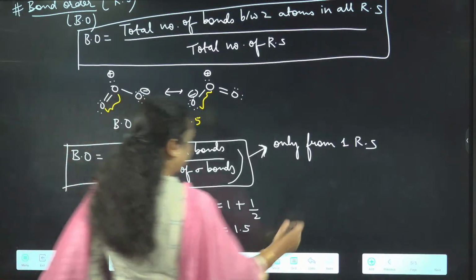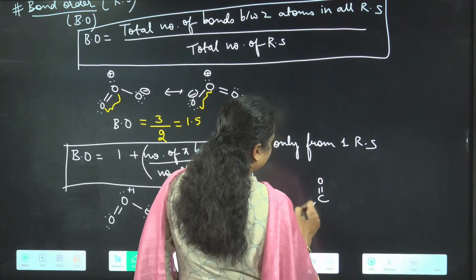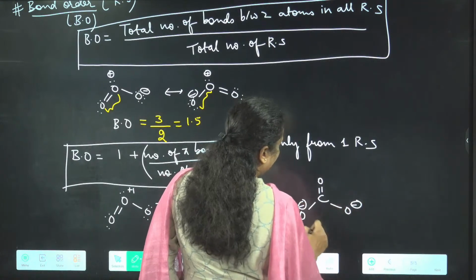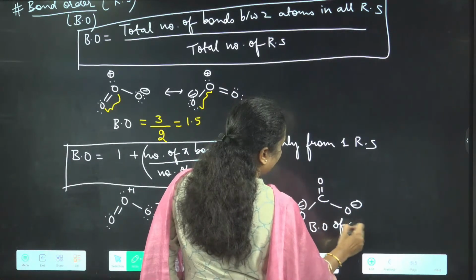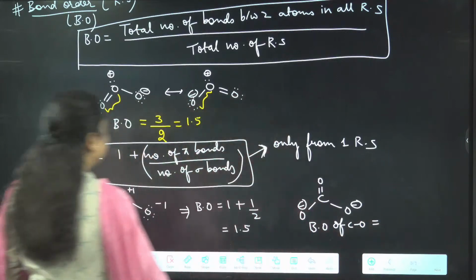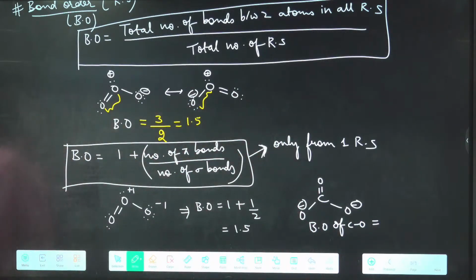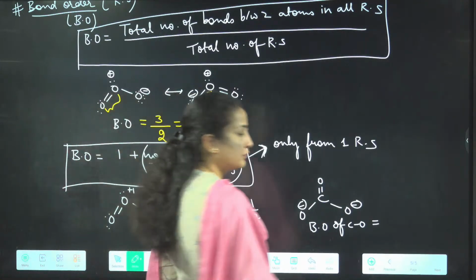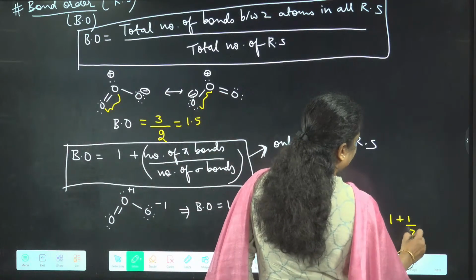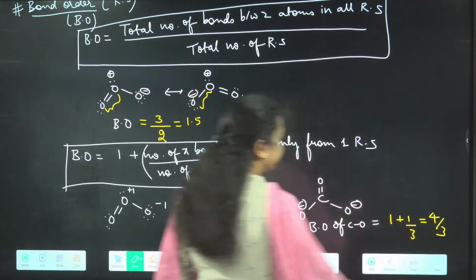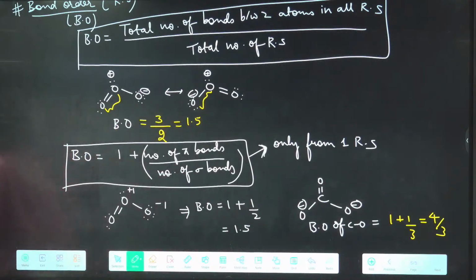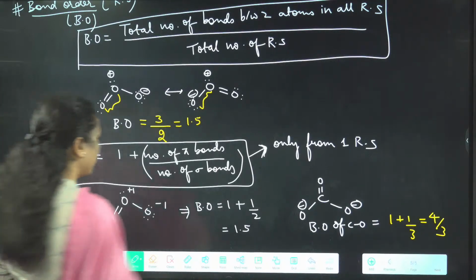So if at all I give you another molecule like C double bond O, O minus, O minus, can you tell me the bond order of the CO bond? One plus 1 upon 3. Are you getting 4 by 3? That's how we calculate the bond order. Did we get this answer? You need not draw all the resonating structures and check it. You can just see it from one resonating structure.